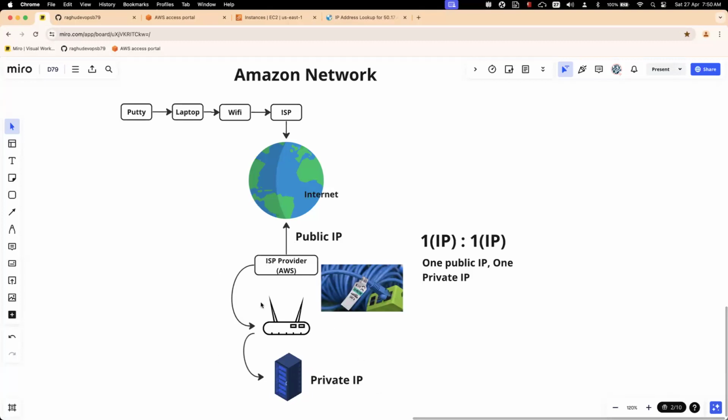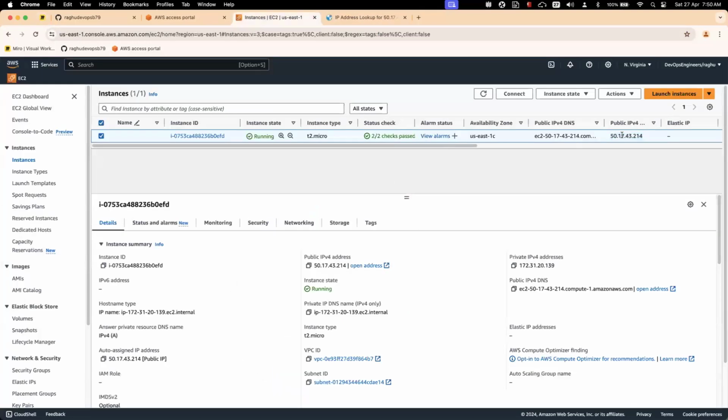Now the server's real IP address is the private IP only, if you really talk about it. The public IP address is only mapped for the outside world to communicate, and it is temporary. One day we'll even go into a scenario where no public IPs will come into the picture as a standard practice in organizations.